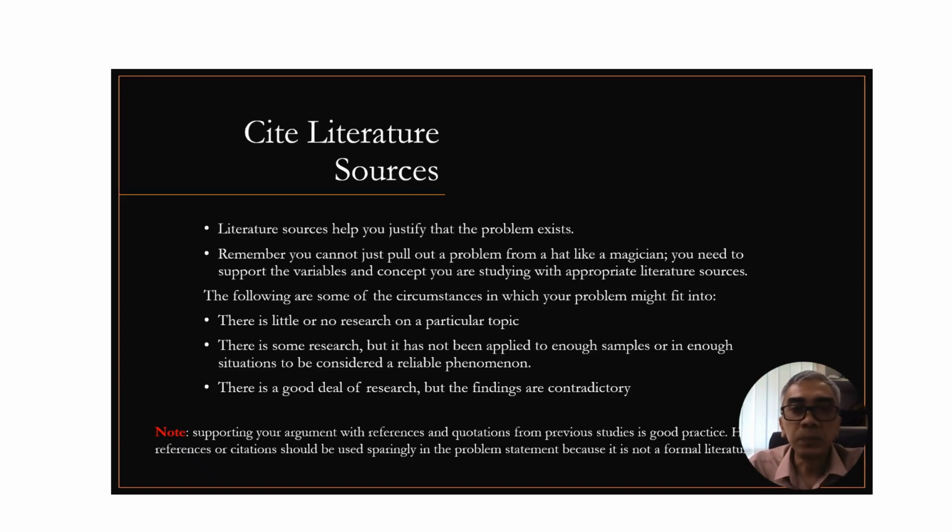One important principle, your research problem must be supported by literature. You cannot simply claim something is a problem. You must show evidence. This can happen in three situations. There is little research. Research exists but is limited. Or findings are contradictory. So literature gives credibility to your problem.